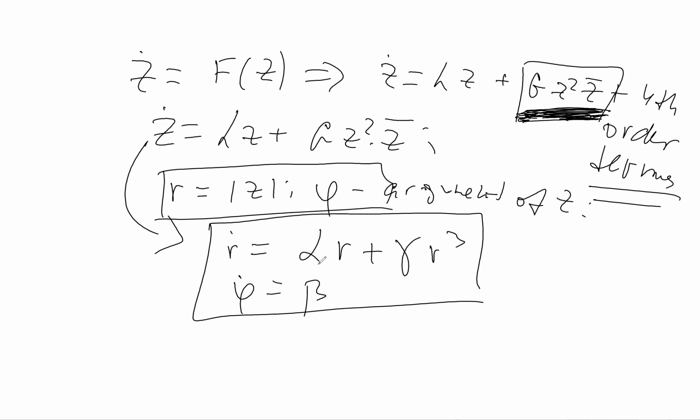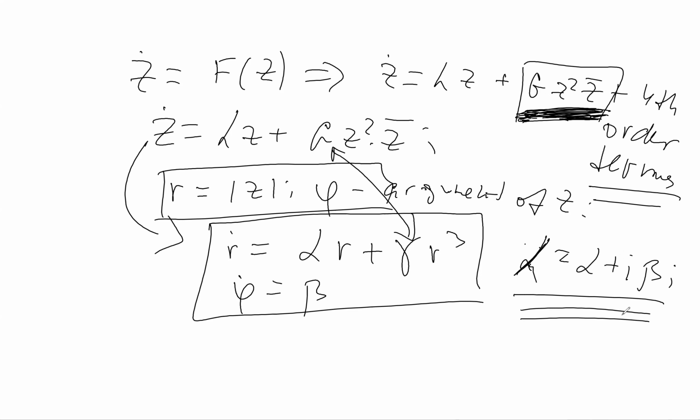So alpha and beta, we remember lambda is alpha plus i beta. This alpha and beta come from there, and this gamma comes from g. Somehow gamma is derived from g. I don't remember how it's derived. It could be some real part of g or something like this.